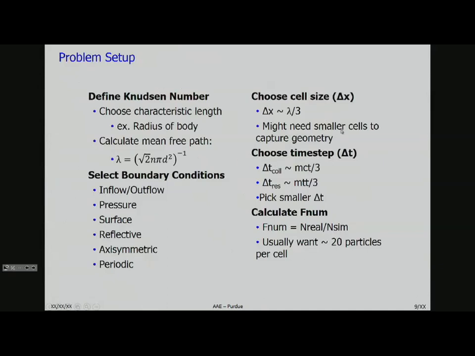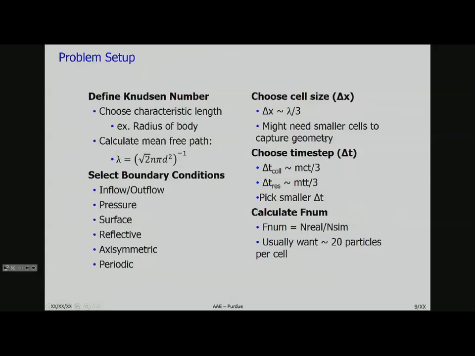In some cases, though, there might be geometrical constraints. Especially in low altitude flows, my mean free path could be many meters, even hundreds of meters if you're talking that low density. And your geometry is probably not going to be that big. So you might need to have smaller cells just to capture that.